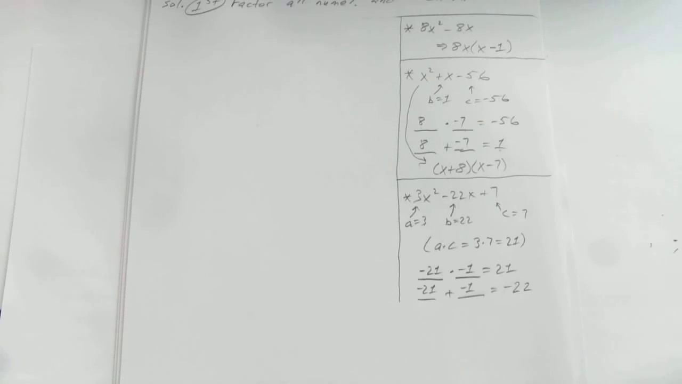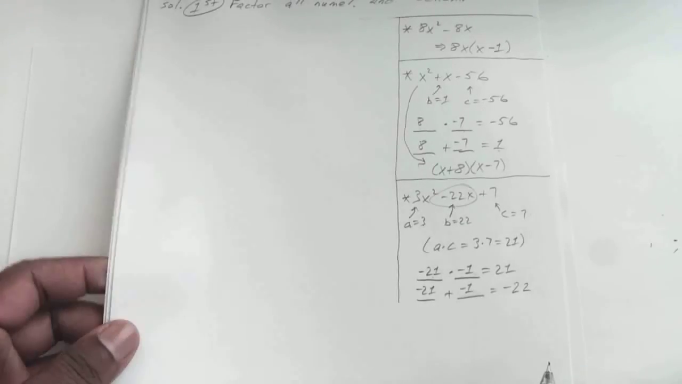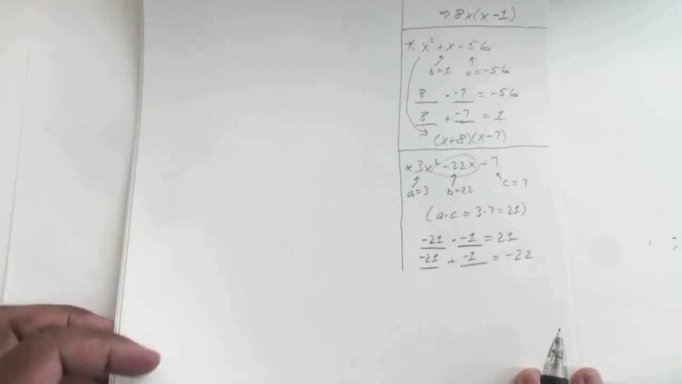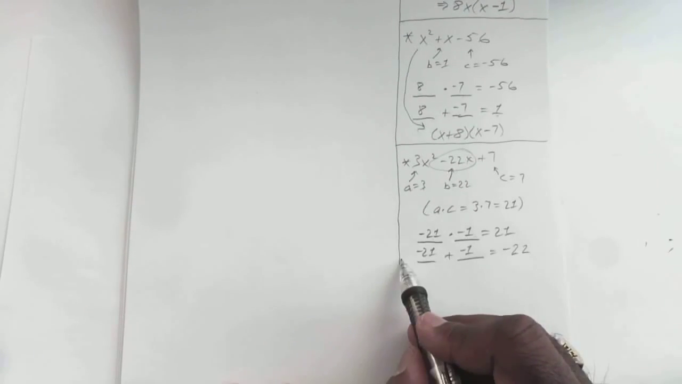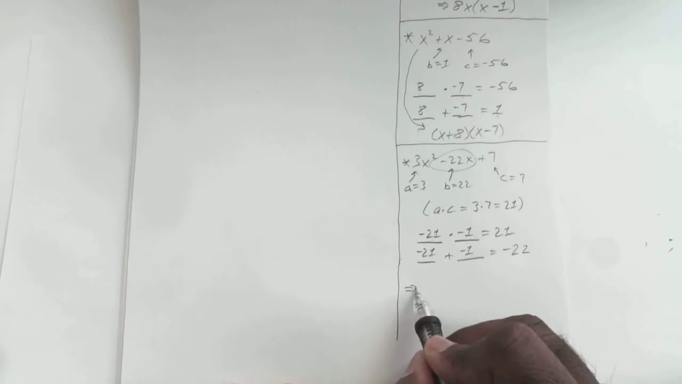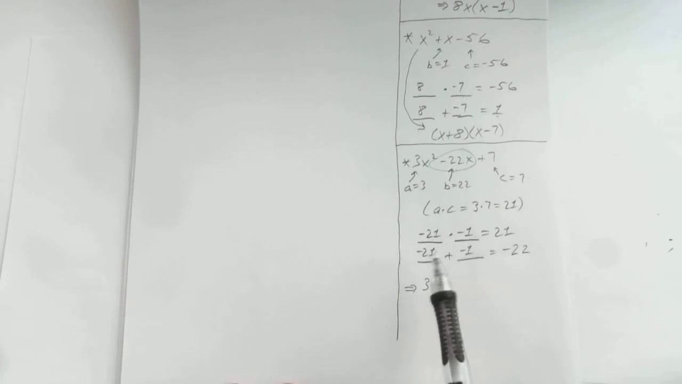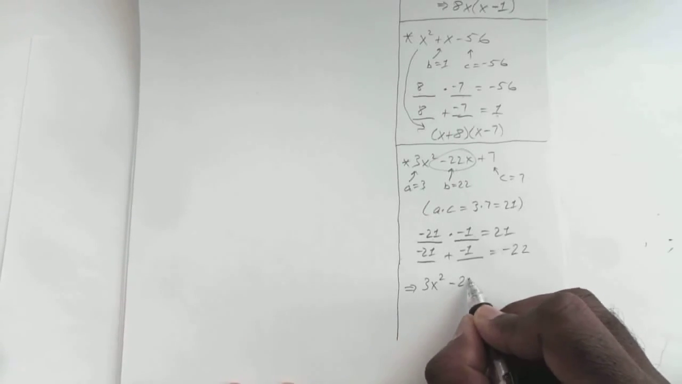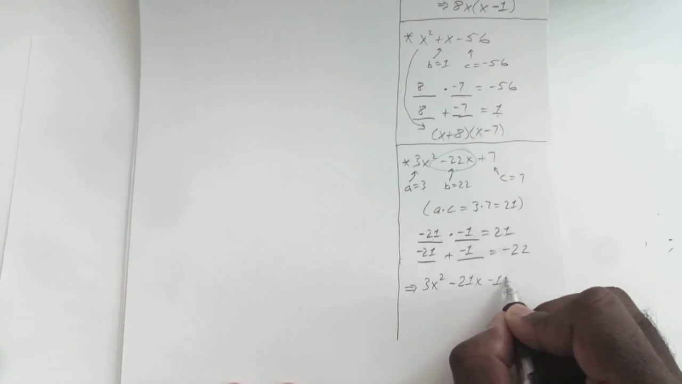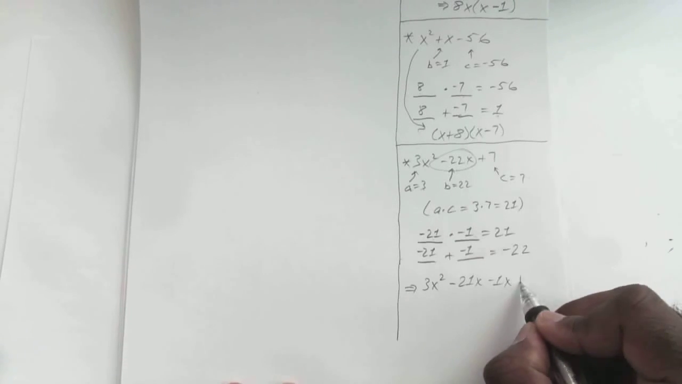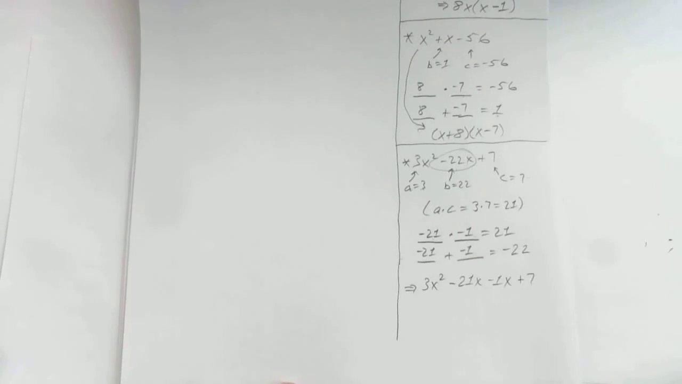Okay. So for our a times c method, we replace that middle term with those two values. Move this up just a little bit. So that means we now have 3x squared, and instead of minus 22x, we have minus 21x minus 1x, plus 7. Okay. So now we just factor by grouping.